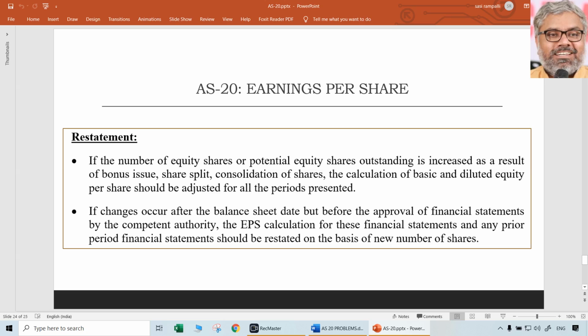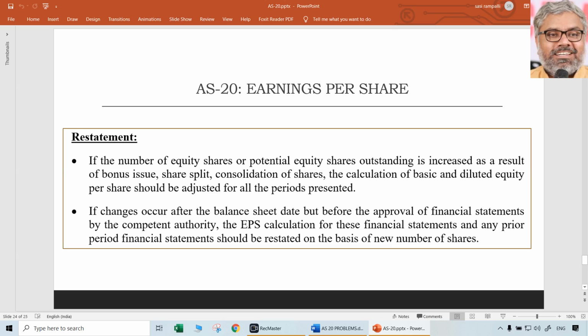In all these cases, prior to the current year's financial statements, if we are showing other financial statements for comparative purposes, which generally is the last year, since 2 years of comparative figures are generally given by any company, the last year's financials should also be restated when presenting now if there is any change in the number of shares because of bonus, rights, split, consolidation, etc. Consolidation is sometimes also called a reverse split, whatever the name may be. That will change the number of shares.